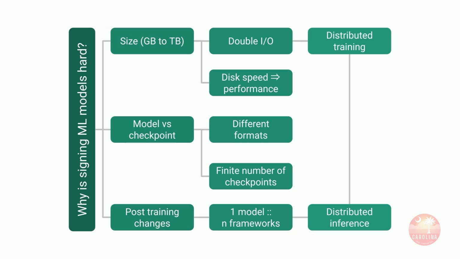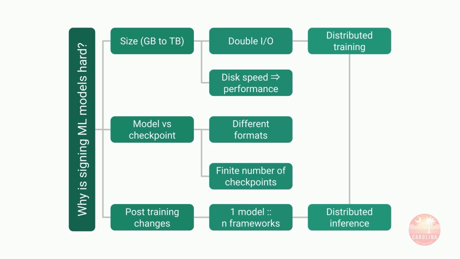OK, so why is signing ML models hard? Because in general, to generate a signature of an artifact, you just compute a digest, and you sign the digest. Well, models are, in general, very large, from gigabytes to terabytes for language models, for vision models, and so on. And if the model is large, the disk speed, as you read the model from disk to hash it, influences the performance. If you have a slow disk, hashing will be very slow.